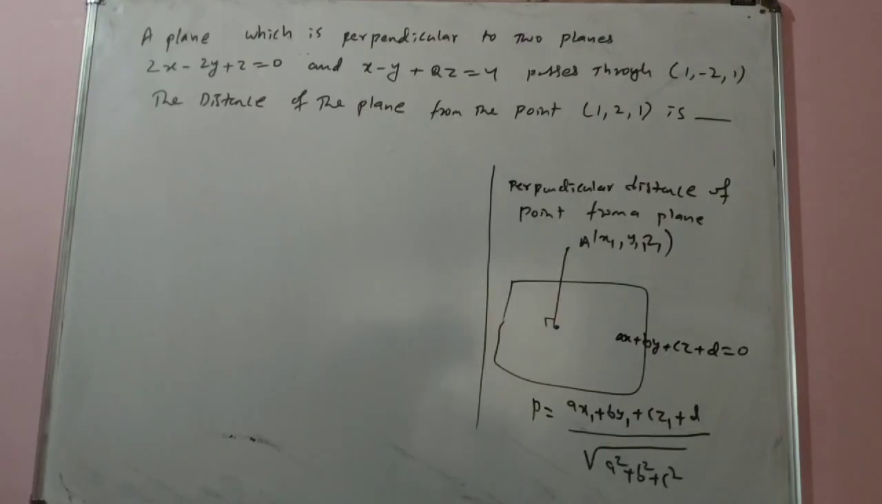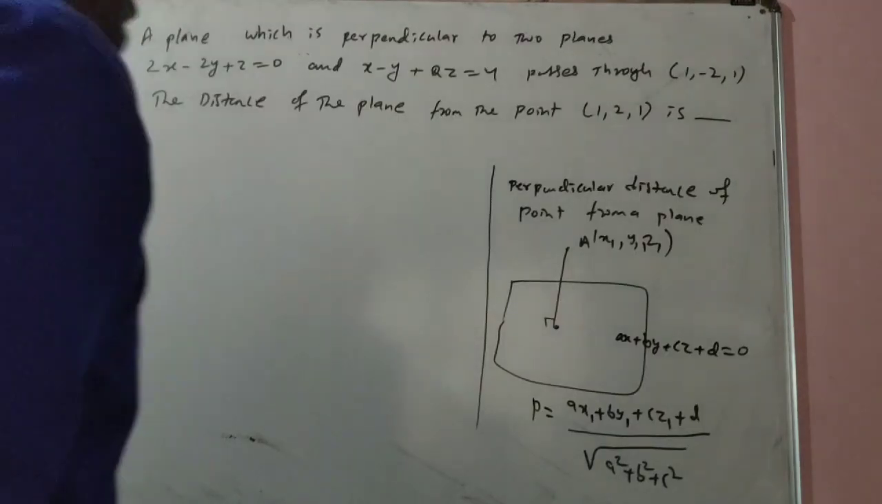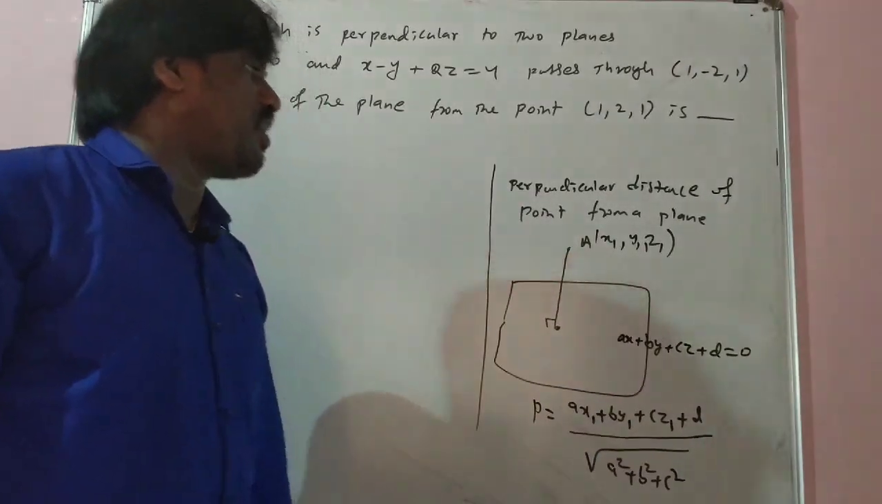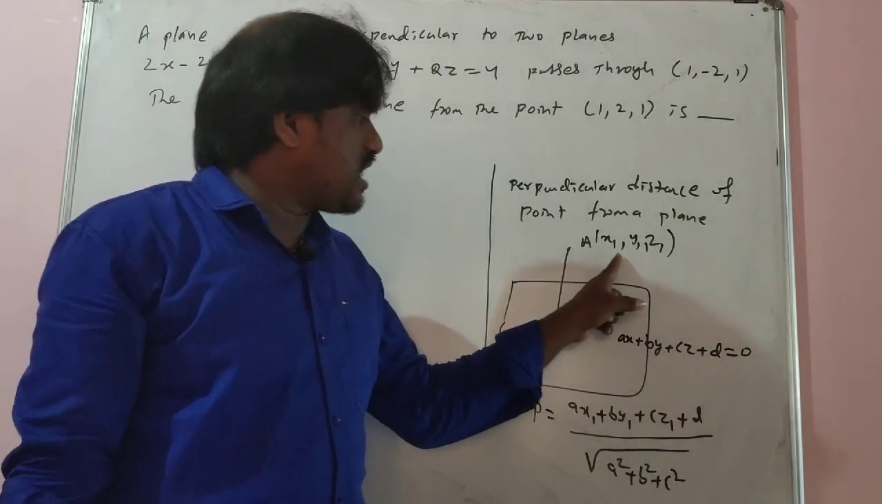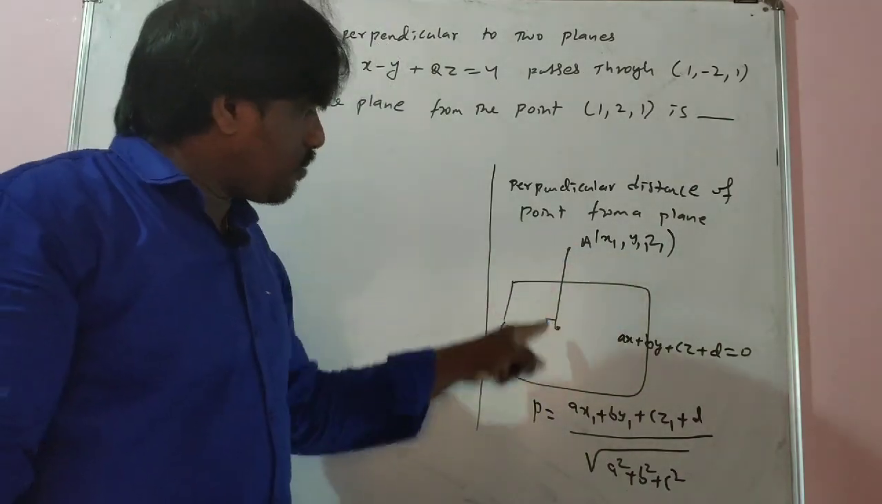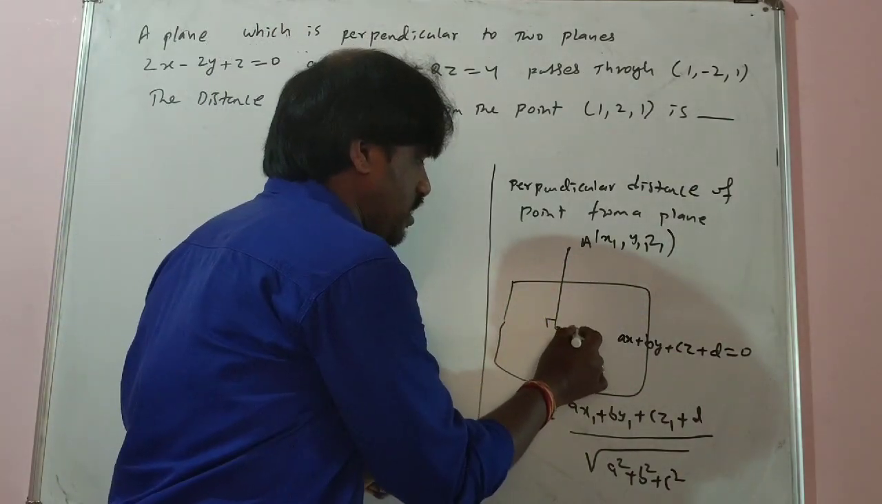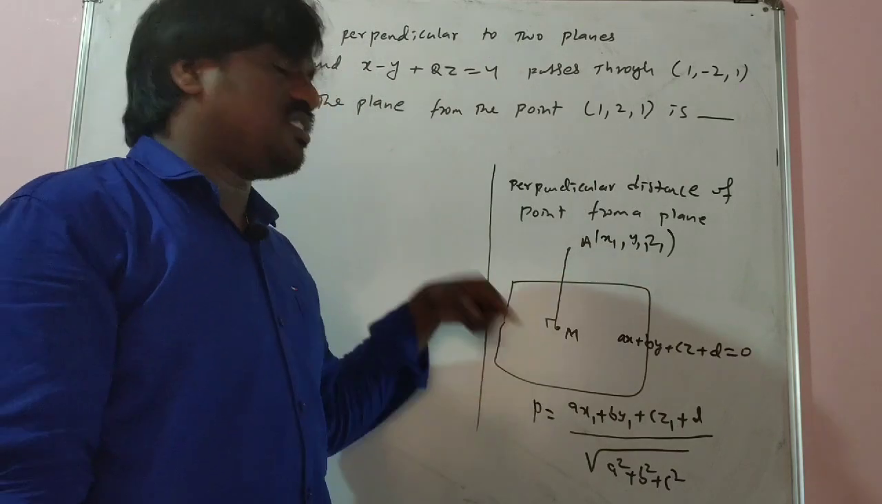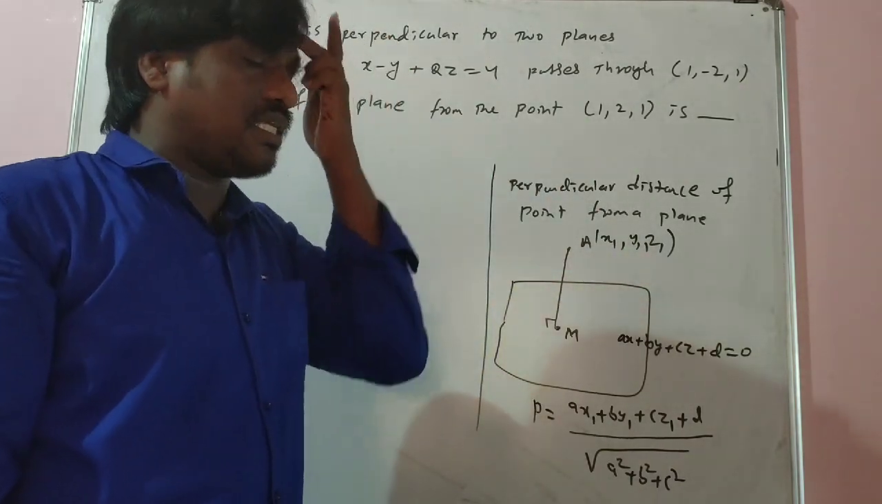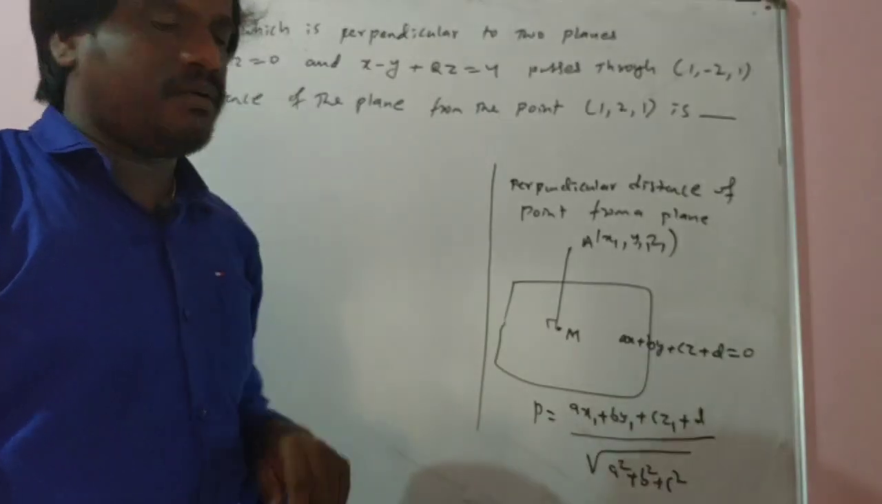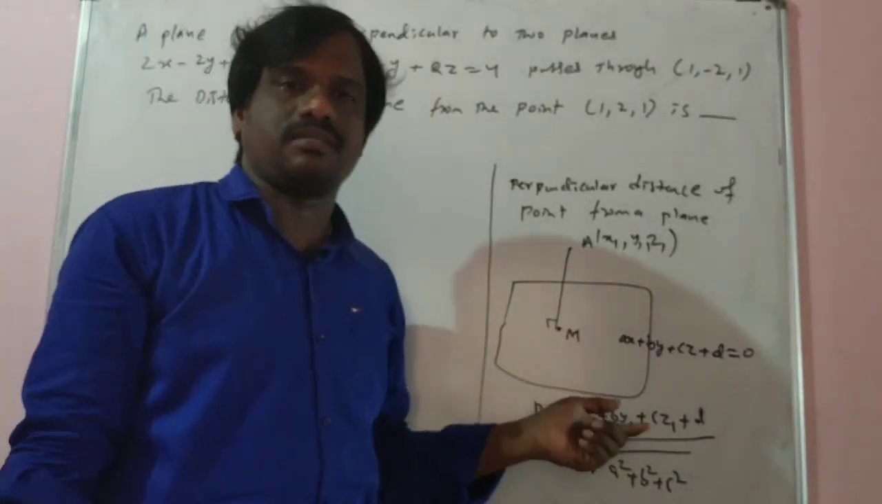Students, let us see the last concept for today's lecture: the perpendicular distance of a point from a plane. The point is A(x1, y1, z1) and the perpendicular distance to the plane is AM. If you want to find it, instead of finding the foot of the perpendicular and then the distance, you can use a direct formula, which I explained in straight lines.